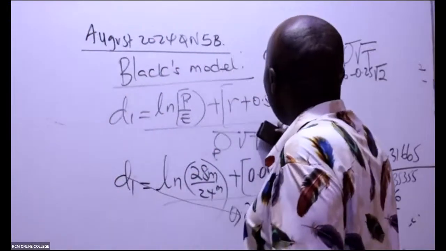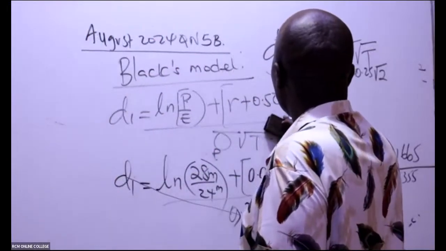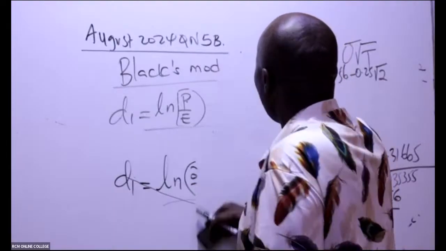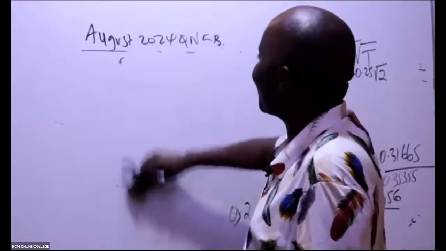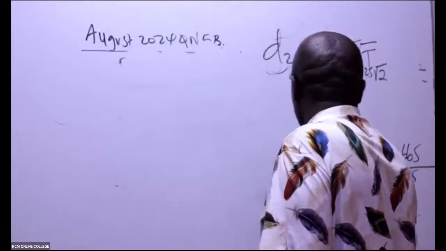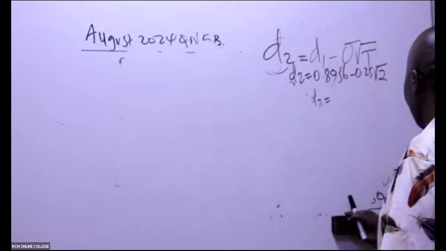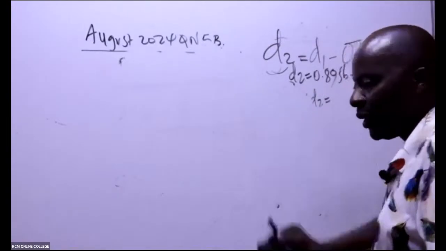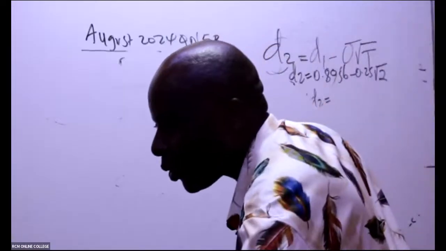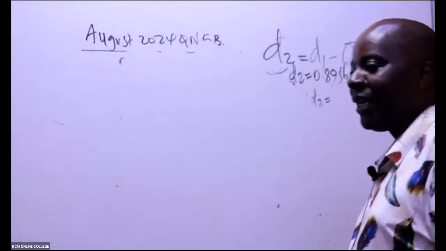Anybody who is able to give me this D2 figure? It's called Black's model. So then our D2, oh, I've rubbed mine. I'm really sorry.